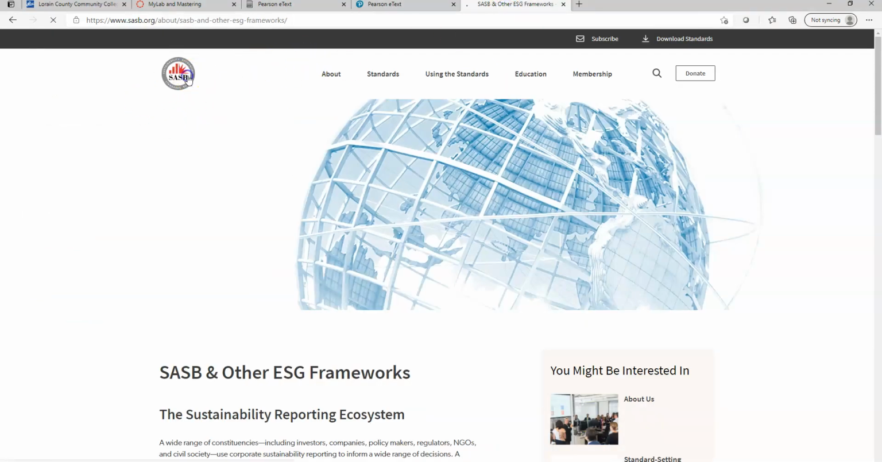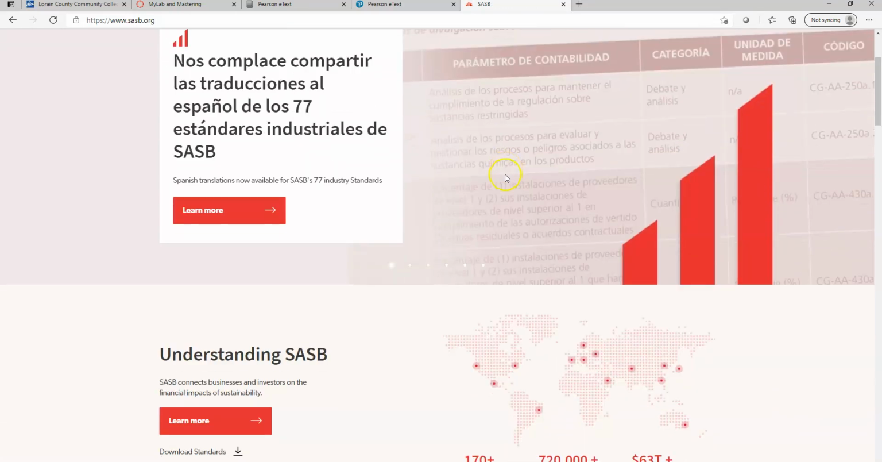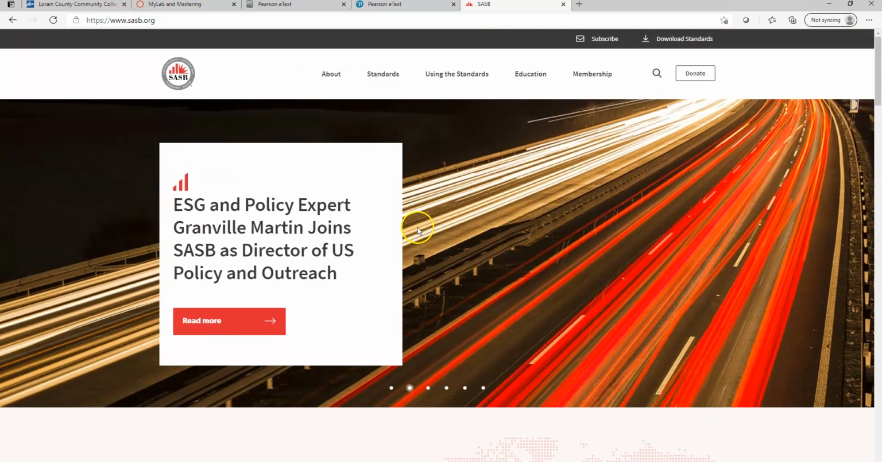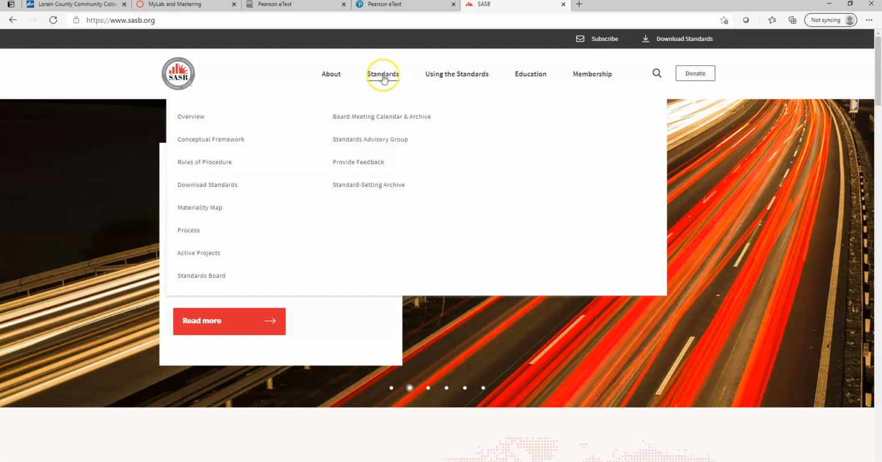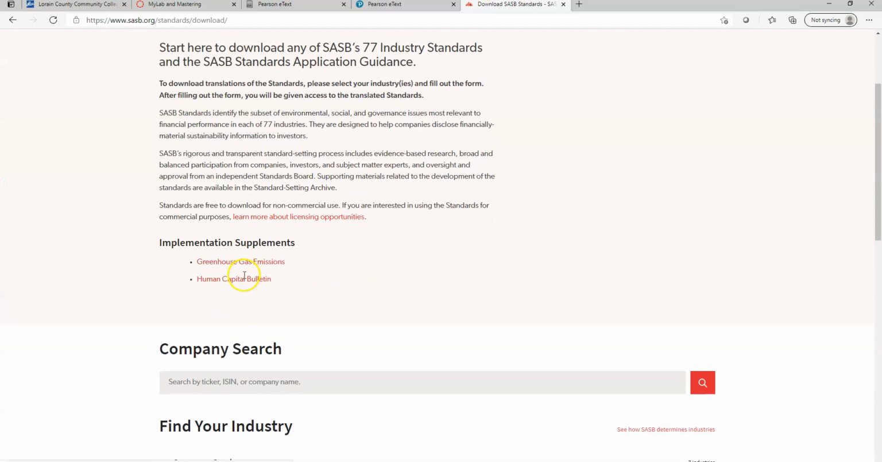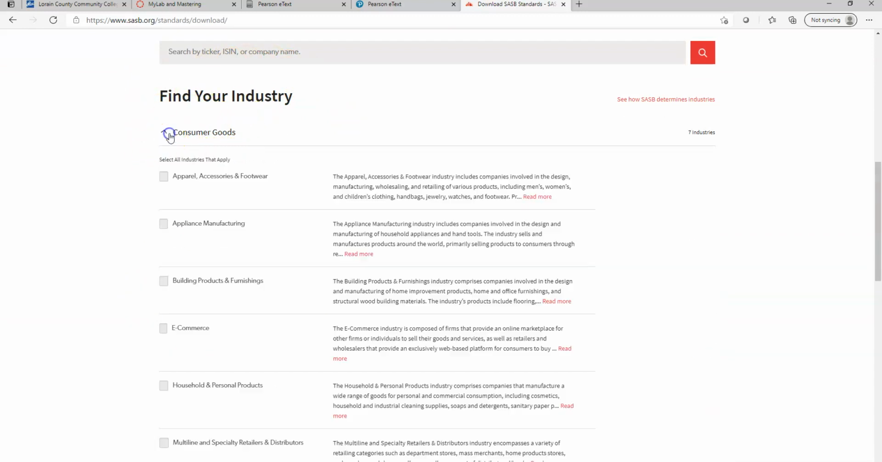And here is the website. You can get a lot of different information on here. Let's talk about standards. Let's just go to standards for a moment, and we can actually download standards. We can download standards by greenhouse gas emissions, human capital bulletin, and there are some informational supplements. We can find the industry that we're in, let's say consumer goods.